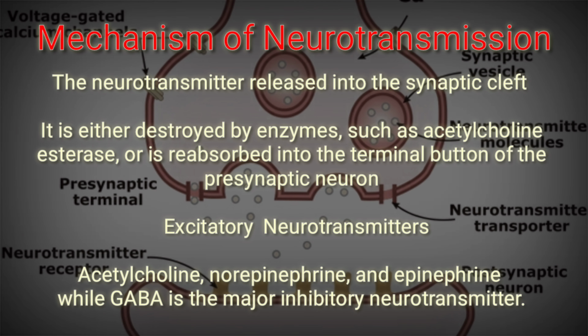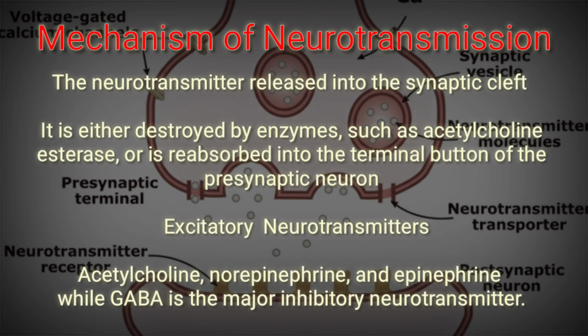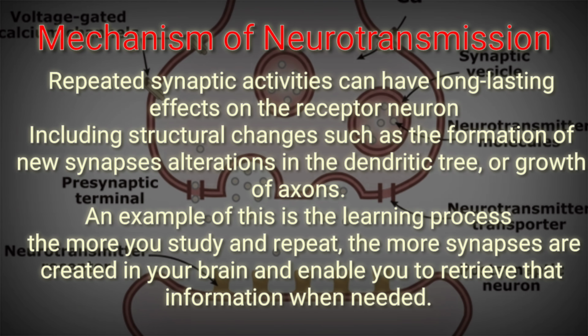The neurotransmitter released into the synaptic cleft acts for a very short duration, only minutes or even seconds. It is either destroyed by enzymes such as acetylcholinesterase or is reabsorbed into the terminal button of the presynaptic neuron by reuptake mechanism and then recycled. The best known neurotransmitters responsible for such fast but short-lived excitatory action are acetylcholine, norepinephrine, and epinephrine, while GABA is the major inhibitory neurotransmitter.